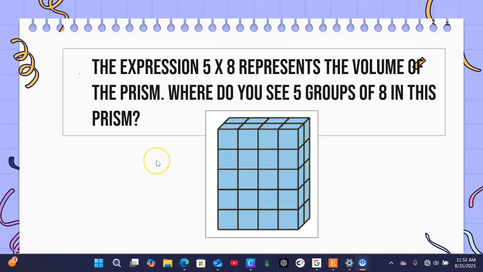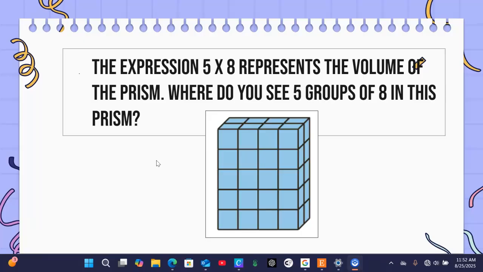Okay. So for our next question, the question says, where do you see the expression of 5 times 8? So it says the expression 5 times 8 represents the volume of the prism. Where do you see 5 groups of 8 in this prism? Well, let's take a look at our front. That's definitely more than 8 cubes. Let's count our side cubes here. So that's 2, 4, 6, 8, 10. That's definitely not 8.